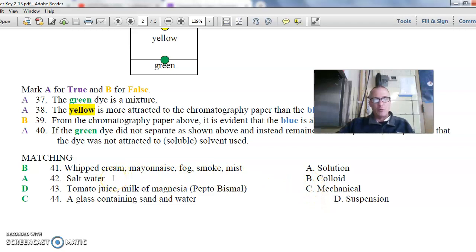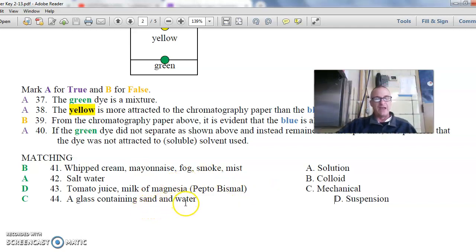Salt water is a homogeneous mixture called a solution, letter A. Tomato juice, milk of magnesia, which is like Pepto-Bismol liquid, letter D, those are suspensions. Why? Because you have to shake them up. In a suspension, the particles are bigger than a colloid, but they're not so big that they immediately separate. They stay separated for a while, but eventually the particles are big enough that gravity pulls them down, and you have to shake it to mix them up later.